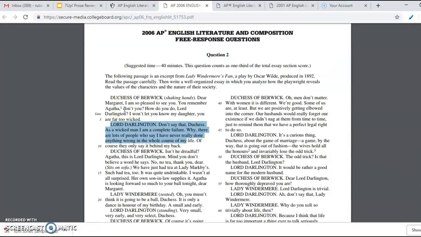Shaking hands. Dear Margaret, I'm so pleased to see you. You remember Agatha, don't you? How do you do, Lord Darlington? I won't let you know my daughter. You are far too wicked. Don't say that, Duchess. As a wicked man, I'm a complete failure, while there are lots of people who say I've never really done anything wrong in the whole course of my life. Of course, they only say that behind my back. Isn't he dreadful, Agatha? This is Lord Darlington. Mind you, don't believe a word he says. No, no, tea. Thank you, dear. Sits on the sofa. We just had tea at Lady Markby's. Such a bad tea, too. It was quite undrinkable. I wasn't at all surprised. Her own son-in-law supplies it. Agatha is looking forward so much to your ball tonight, dear Margaret.